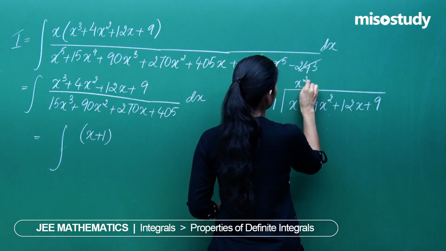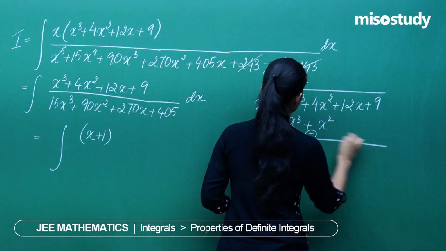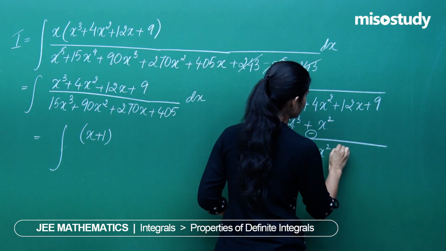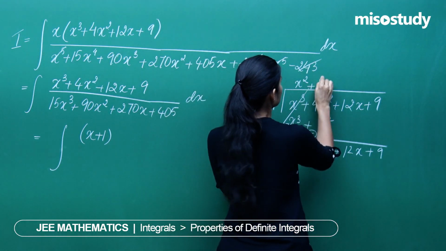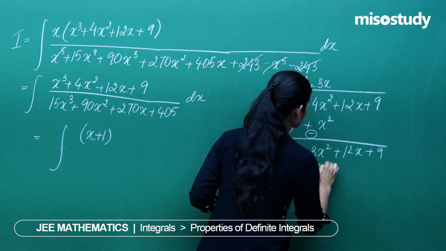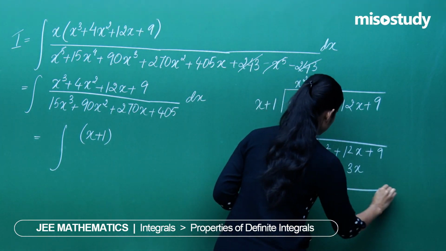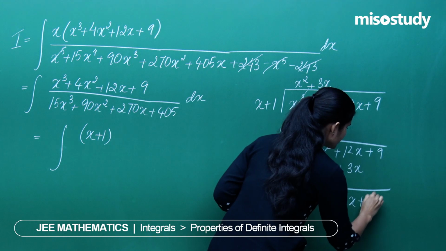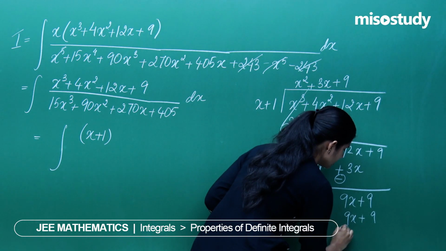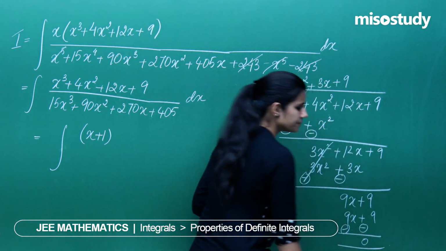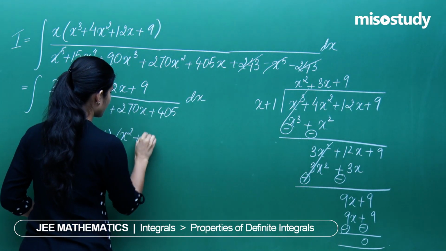So x into x square gives you x cube plus x square, which gives you 3x square plus 12x plus 9. Then you have x into 3x, so this gives you 3x square. Then you have plus 3x, minus minus. Then you have 9x plus 9, so you have plus 9. Then you have 9x plus 9, minus minus, and 0. So you are getting x square plus 3x plus 9.